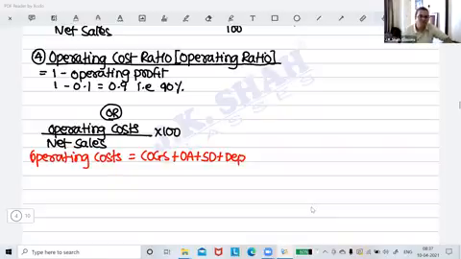Anything is okay. You say 1 minus operating profit or you say 100 minus operating profit. If you say 100 minus operating profit, then don't convert 10 into 0.1. If you say 1 minus operating profit, then you convert the percentage into points. That's it. It's a simple understanding.